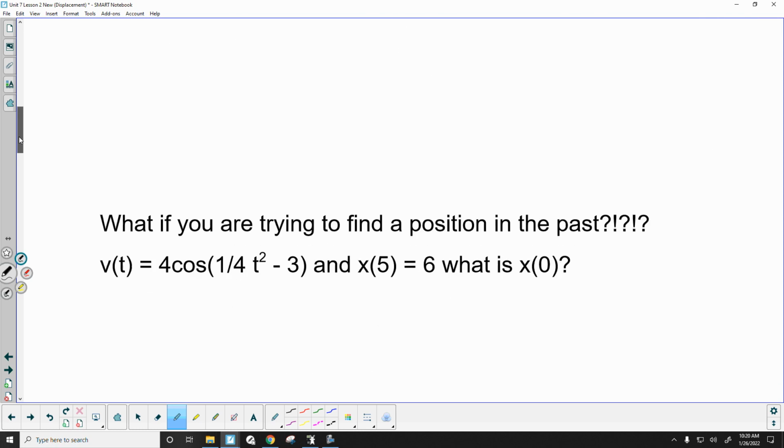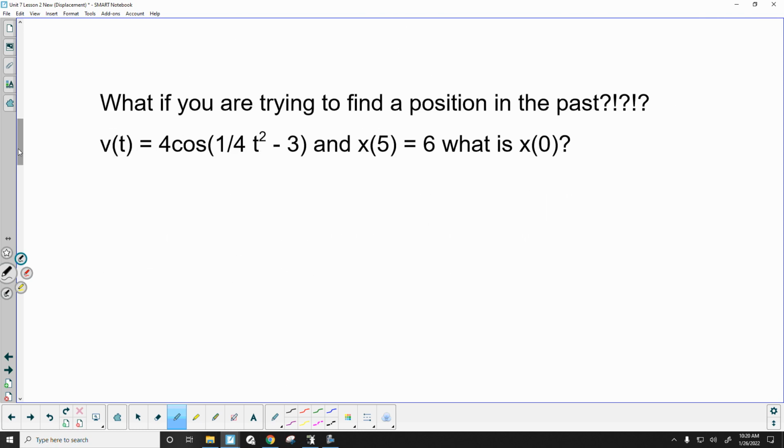Skip this. Now we got something fun. Again, I still can't take the antiderivative of this. So I can't do the whole x of t and then find c, which means I can't find c when I have 5, 6, and then I can't plug in 0. But we can still use our friends. But here's the problem. I have x of 5 equals 6, and I'm trying to find x of 0. This is like before.